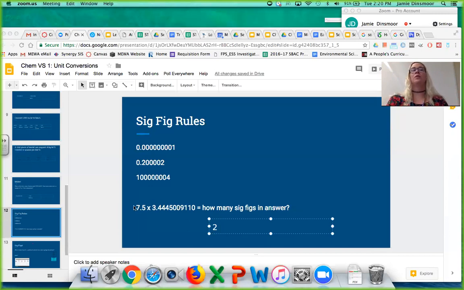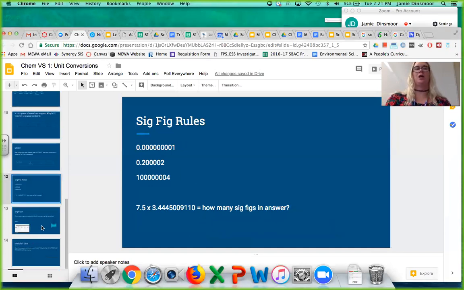So you always go with the least amount of sig figs, which is nice because then in this case, you only have to have 2. So keep that in mind. Anytime you're adding, subtracting, multiplying, dividing, you always want to go with the least amount of sig figs because that's going to help you stay more accurate. Okay. That was my little sig fig speech.